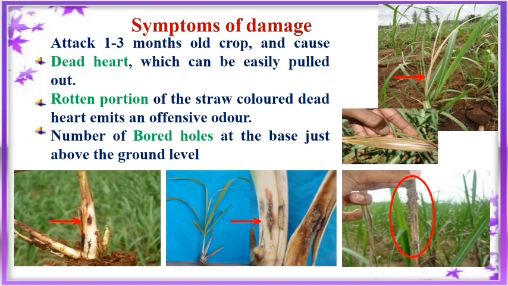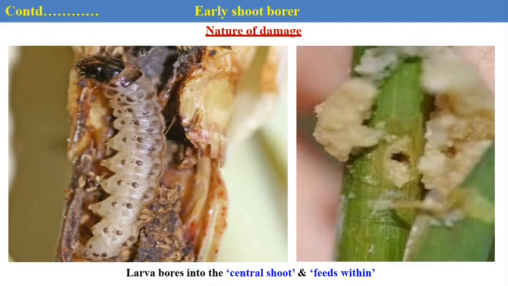And these dead hearts can be easily pulled out in infested fields. Also the rotten portion of the straw colored dead hearts emits an offensive odor. It means that the dead heart can be easily pulled out from the soil, and it produces an offensive odor or smell. We can see a number of holes on the stem just above the ground level.